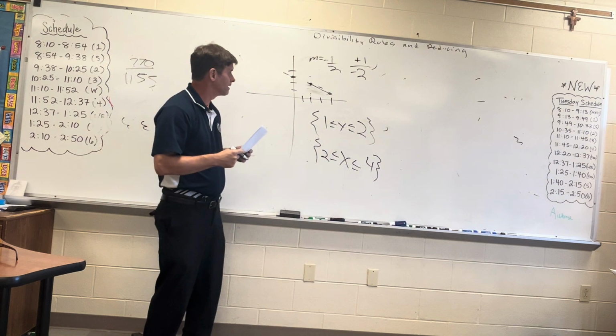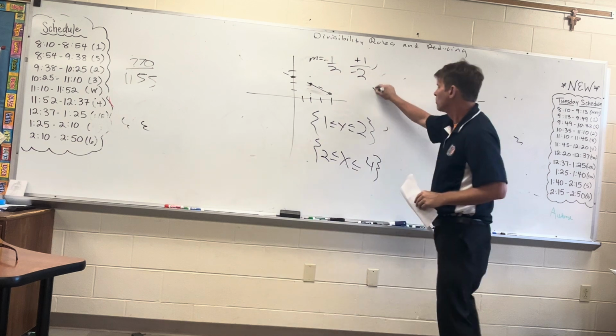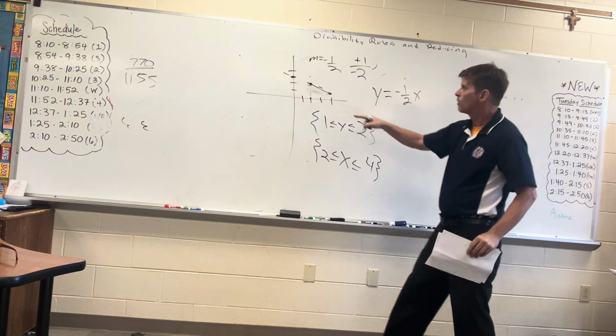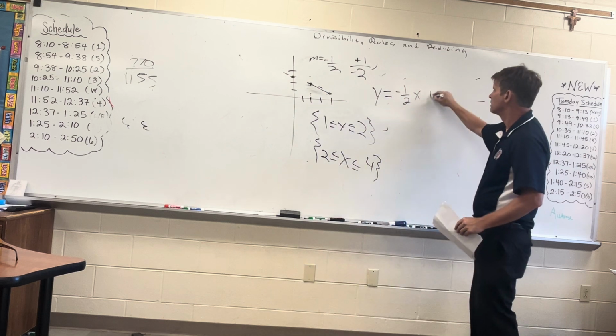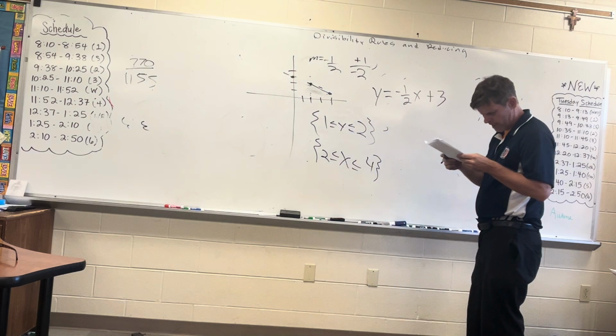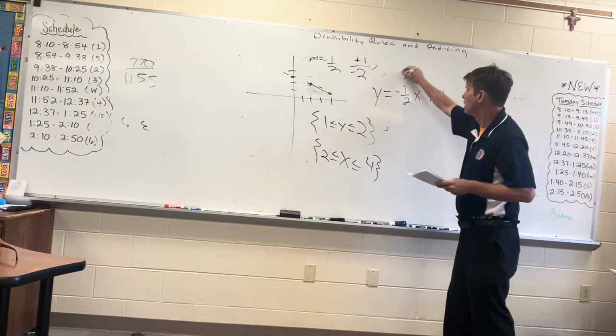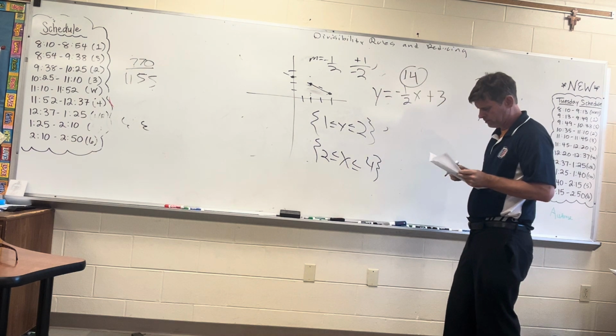What would be the final equation of this line? Well, y equals, we have the slope, negative 1/2 x. We have what the y-intercept would be, plus 3, so that would be number 14.